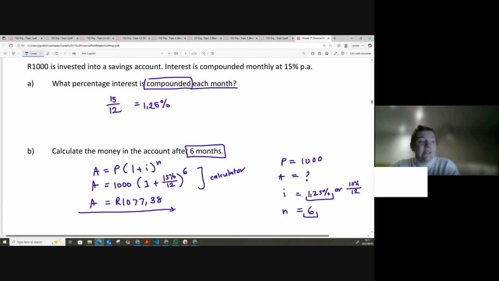So the reason I'm saying 15 over 12, because these two are the same as each other. The reason we're dividing it by 12 is because it's being compounded monthly. So it's not 15% anymore. It's 15% over 12, because this part over here, that 12, is because it's being compounded monthly.